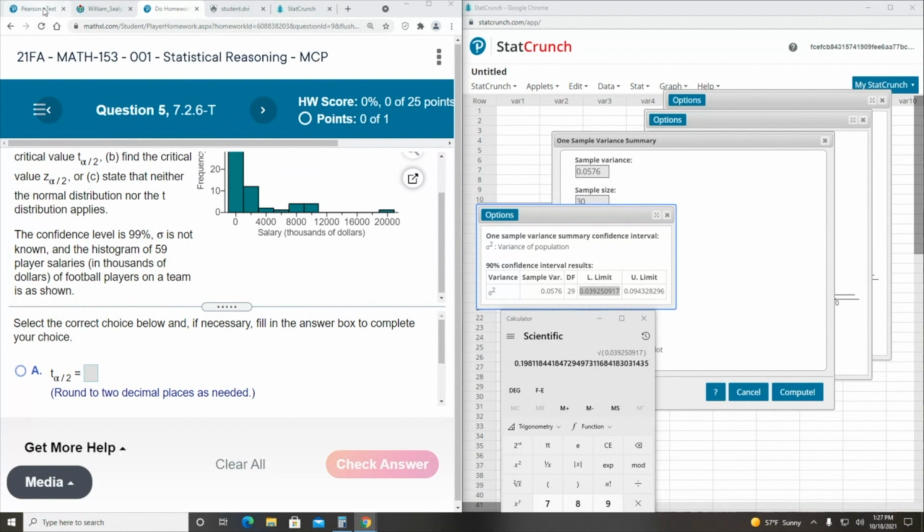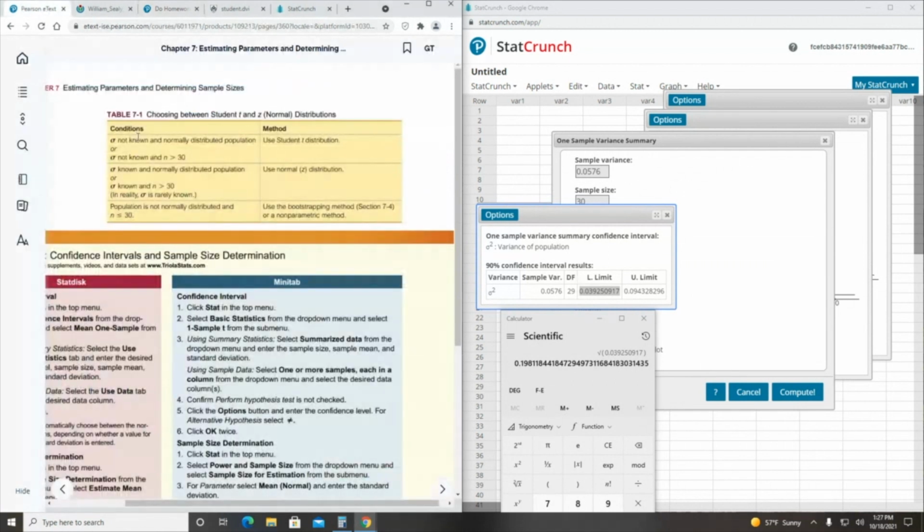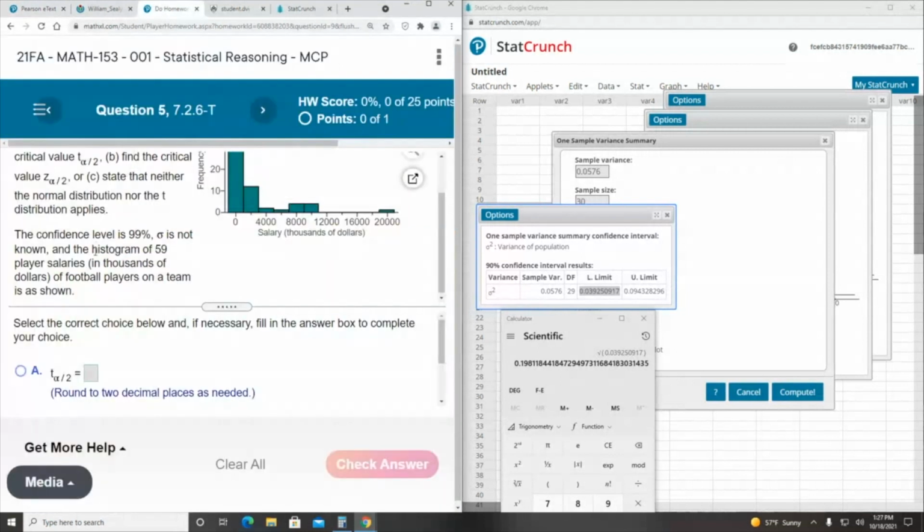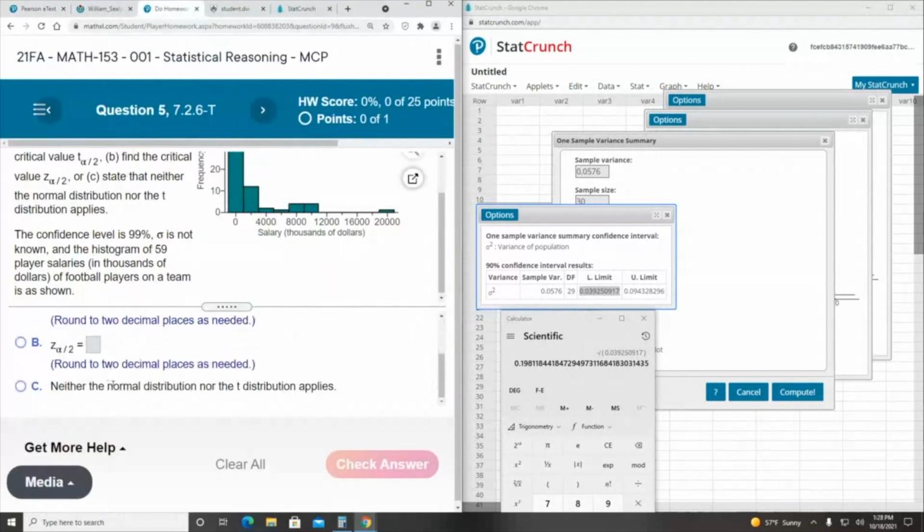If we look at the book on page 326, at the end of Chapter 7, Section 2, they give us a nice little table for how to choose. And sigma not known always uses student t distribution. So that's what we'll use here, student t. Why would we have possibly chosen neither one applies? We would say neither one applies if we fail to meet our requirements.